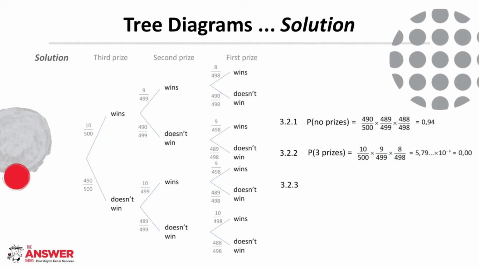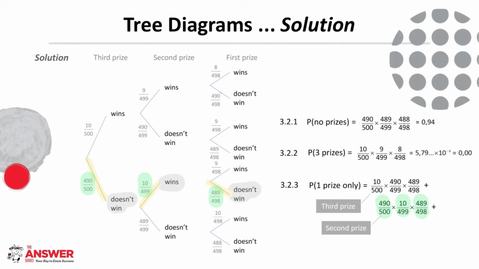For 3.2.3, what is the probability that she wins 1 prize? Well, there are 3 pathways to consider for this scenario: winning the third prize, winning the second prize, and winning the first prize. Each time we find the product of the probabilities along each pathway: third prize, second prize, first prize. Then we add these products together and we get that the probability of winning 1 prize only is 0.06, which is also not very likely.